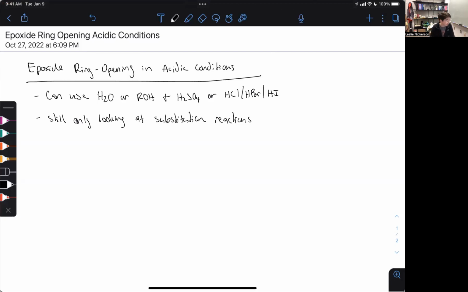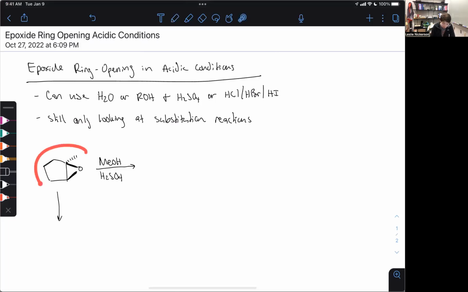We're still going to go by a very, very similar mechanism here. So let's take a look at the same substrate that we had in the other video. Okay, let's look at this epoxide. Now we're going to react that with methanol and sulfuric acid. As soon as you say the word sulfuric acid to yourself, or any word that ends in acid, the first thing that you do is probably going to be a protonation. We're going to see an acid-base reaction happening between our epoxide and our sulfuric acid.